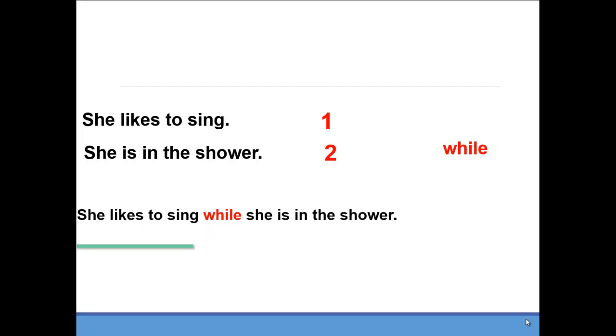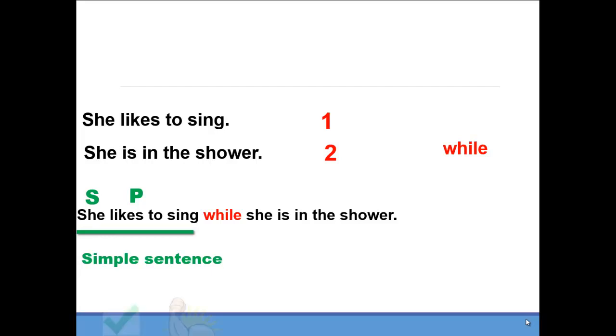Great. Let's check the first part. She likes to sing. She is the subject. Likes to sing is the predicate. Can this part of the sentence be used alone? Yes. So it is a simple sentence. Great. What about the other part?